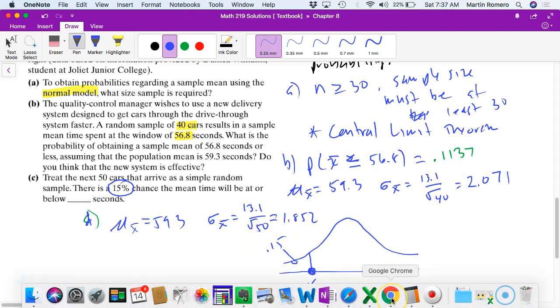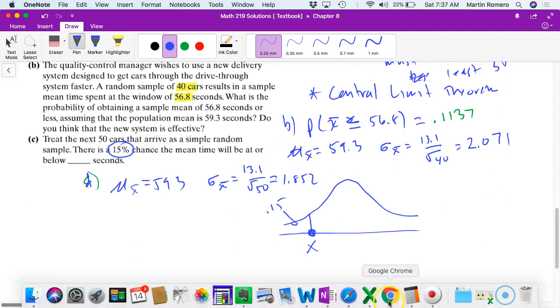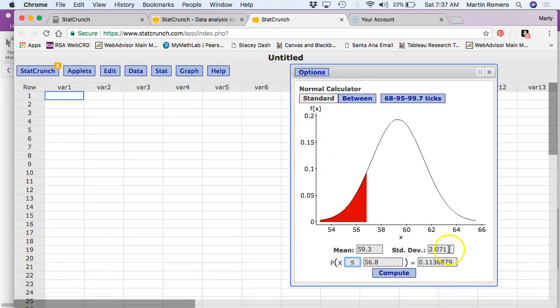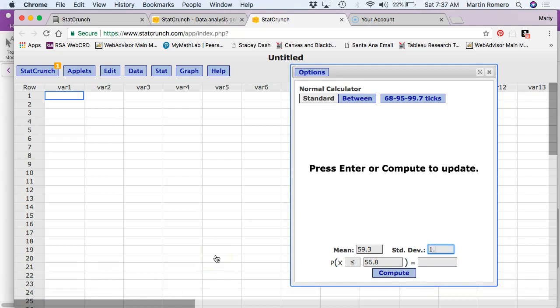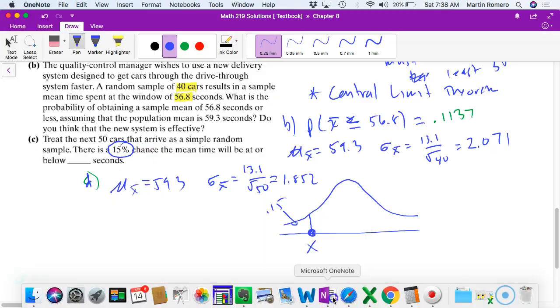In this case, we would go to the normal calculator. I need to change the standard deviation to 1.85, or 1.852. I'm clearing this out, and I'm going to put 0.15 here, and that's how you're going to use it, because we're given the percent. And so now we know 57.38 is going to be our answer there, 57.38.